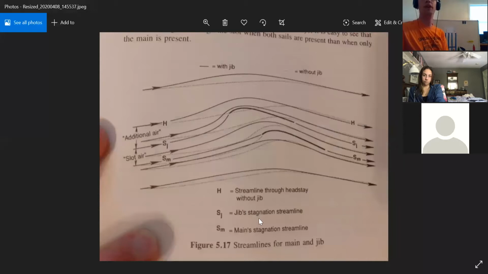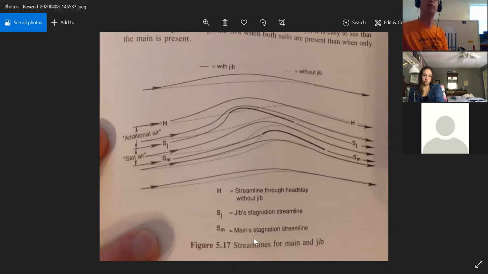If we remember from yesterday, we said the stagnation streamline is kind of like the continental divide, right? Wherever that line is, that's marking on one side, this is all the air that's going around the back of the jib. On the other side, this is all the air that's going around the front of the jib, or the main, whichever sail you're looking at.